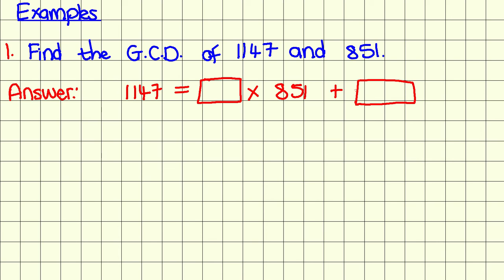You are allowed a calculator for this, so please make sure you've got a calculator with you. It will be extremely difficult to do this without one. So think of this: 1147. How many 851s can you fit in there? You probably know that is 1. Now use your calculator. If you do 1 times 851 and take that away from 1147, what is your remainder going to be? You should get 296. That's your first line done for the Euclidean algorithm.